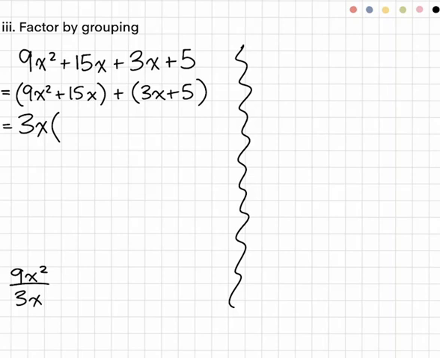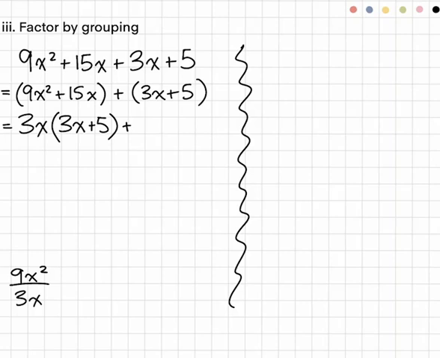9 divided by 3, and then x squared divided by x, I'm actually subtracting the exponents. And then you can do the same thing for the 15. Sometimes I like to divide. Sometimes I just ask myself, what do I need to go from 3x to 15x? Well, I know that I'm going to have to multiply by 5. Lovely. Now I'm going to look at my next set of brackets.